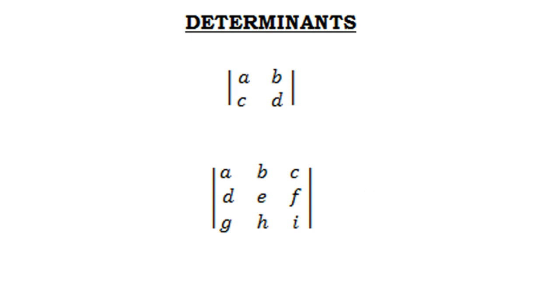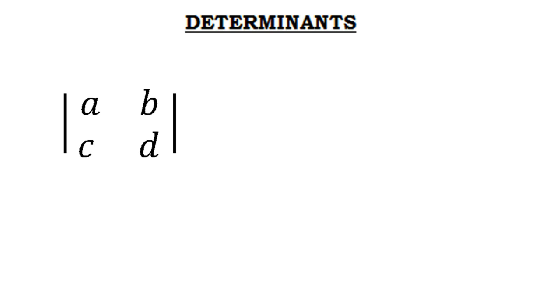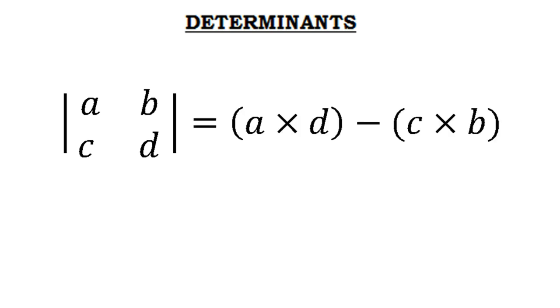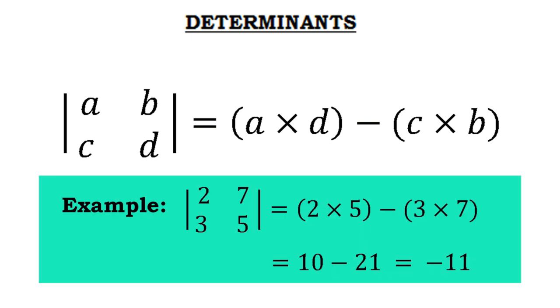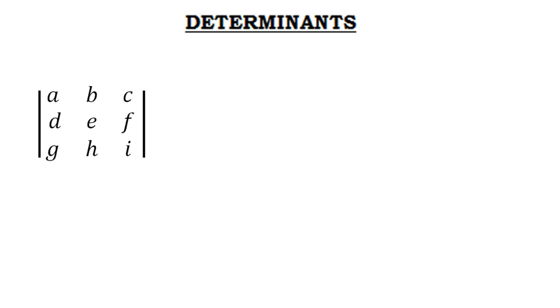A determinant has a specific value and can be found out using a specific formula. To find out the value of a 2 by 2 determinant, we simply cross multiply the numbers and subtract the two products. The value of the 2 by 2 determinant containing A, B, C and D will be A times D minus C times B. For example, the value of the 2 by 2 determinant containing 2, 7, 3 and 5 will be 2 times 5 minus 3 times 7. As simple as that. The method of finding out the value of a 3 by 3 determinant is slightly longer.